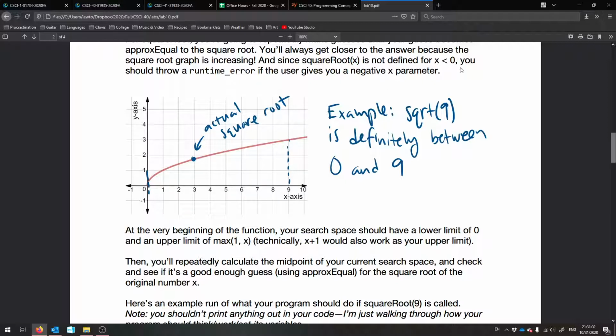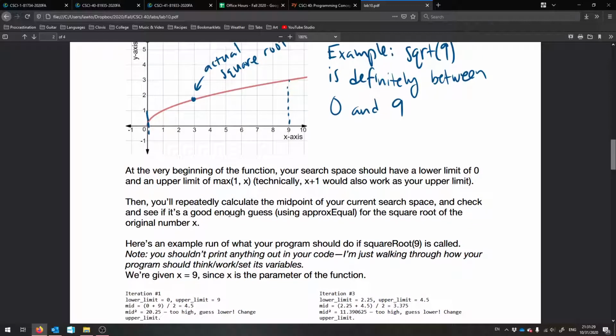For example, if you wanted to find the square root of 9, you would set your search space initially to be, okay, the square root of 9 must be between 0 and 9 somewhere. We're going to go look for it. That's what's going to happen. And you're going to keep on calculating the midpoint of your current search space. You've got a low end, you've got a high end. Calculate the middle. Originally, it's going to be 4.5, right? And you're going to notice that it's too high. You need to cut off that amount of space.